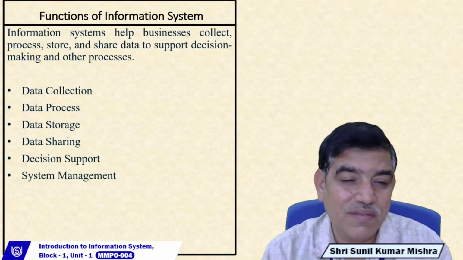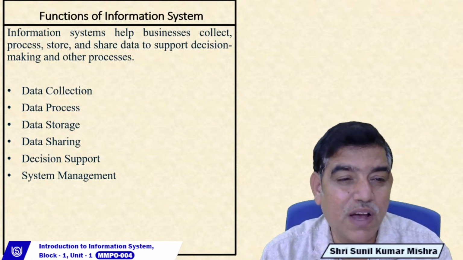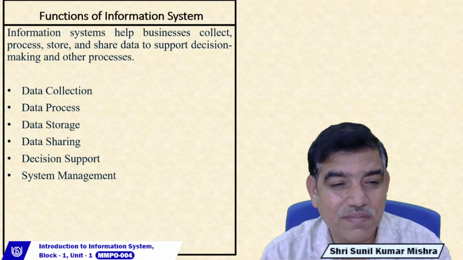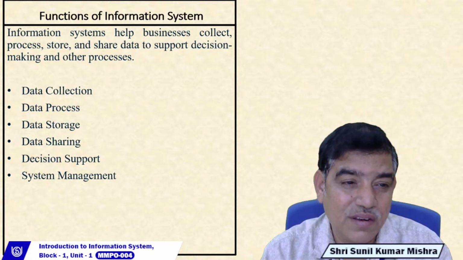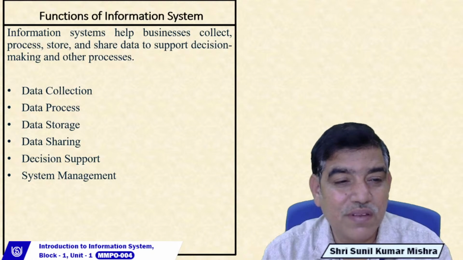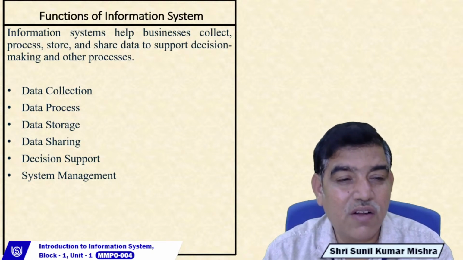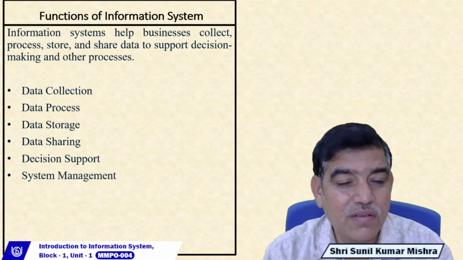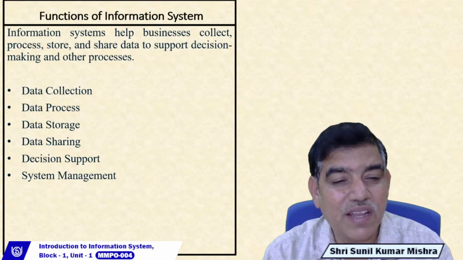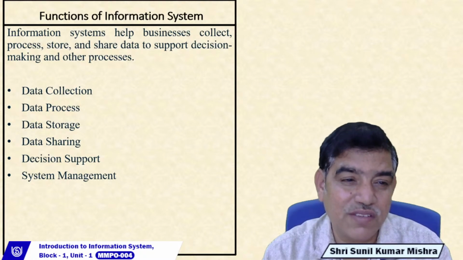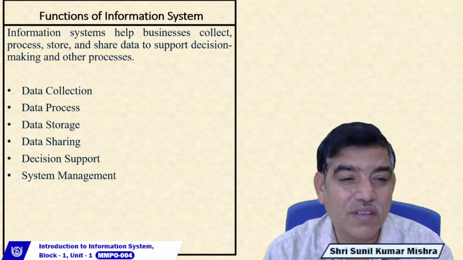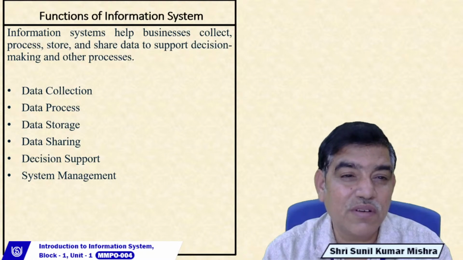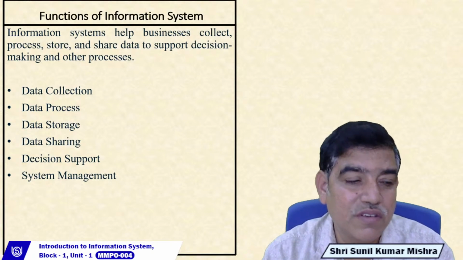Then the same information is passed to different people. On the basis of that data or information, the managers, top level people or ground level people make their decision on how to improve their process in the organization to achieve the goal of the organization. So these are the major functions of information system.